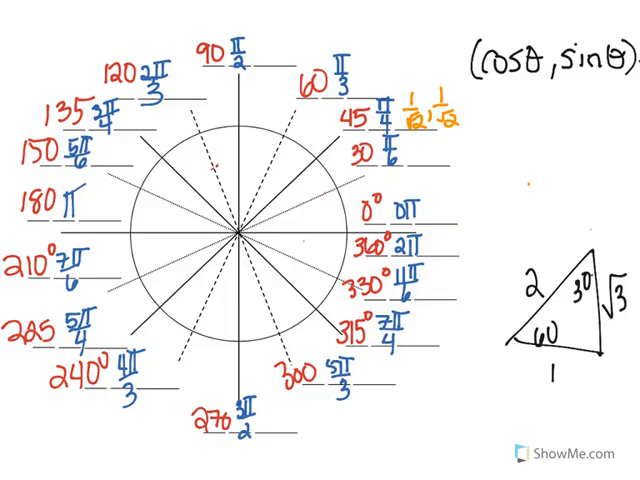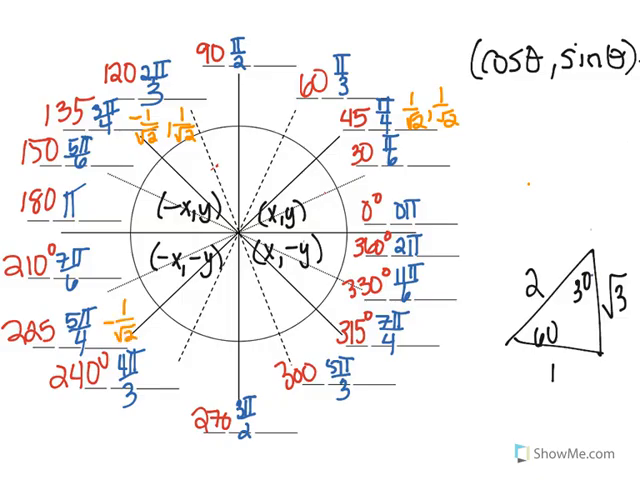We just have to remember that in quadrant 1, they are both positive. In quadrant 2, our x is negative. In quadrant 3, they are both negative. And in quadrant 4, our y is negative. So for my 135, I'm going to write negative 1/√2 and positive 1/√2. In quadrant 3, I'm going to write negative 1/√2 and negative 1/√2. And in quadrant 4, I'm going to write positive 1/√2 and negative 1/√2.